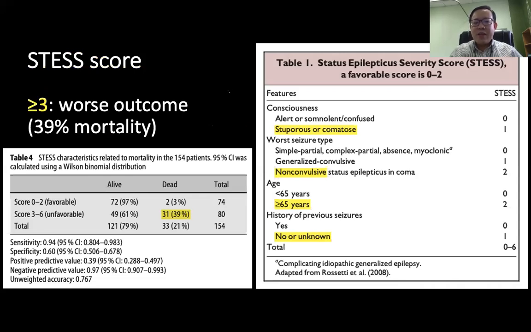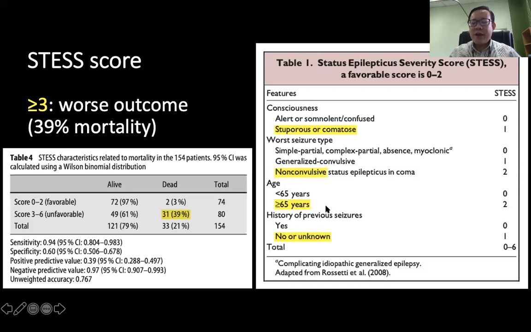This is something interesting in predictive outcome. How can we predict the outcome or mortality of status epilepticus? In 2008, there is a score called STESS score. ST is status, E is epilepticus, S is severity, and S is score. So the STESS score consists of 4 components. One is consciousness, seizure types, age, and previous history.